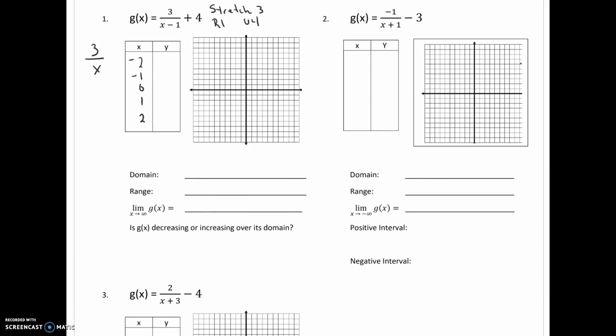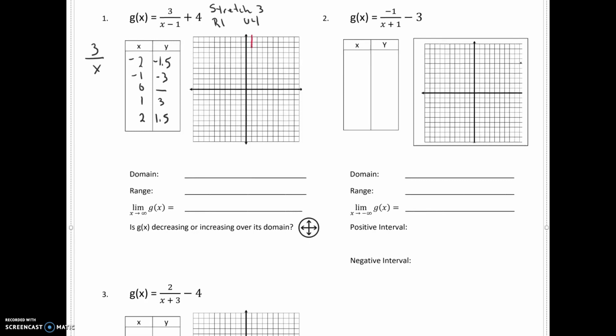So putting x in, the -2, the -1, and the 0, I'll be getting -1.5, -3, 0 doesn't work, and then I'll be getting 3 and 1.5. So before I graph those, what I'm going to do is go ahead and graph the walls. So the walls are going to be moving right 1 and up 4. So my first wall, I'll have it go right 1.